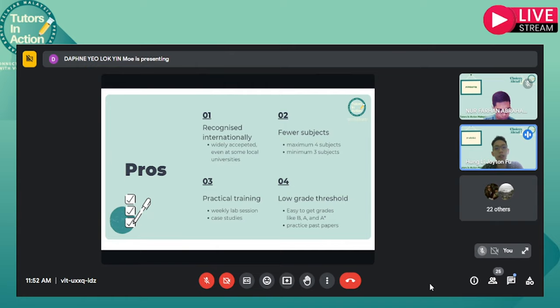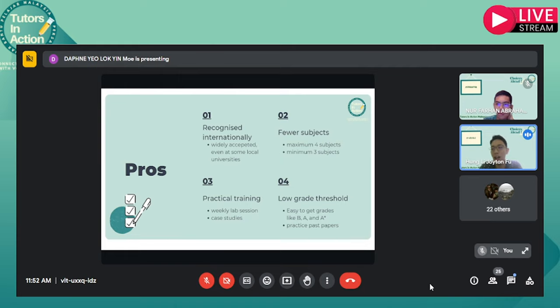Okay. And last but not least, low grade threshold. One thing that is interesting about A-level is that, for example, let's say your whole paper is 100 marks, and if you only get 60 out of 100, you can still get an A. The reason is that if the paper for that year is very difficult and everyone gets around 60 to 80, then the normal distribution curve will shift towards the lower grade side. So you still have the chance to get your A star, A or B, even if you don't think that you did that well in your A-level.